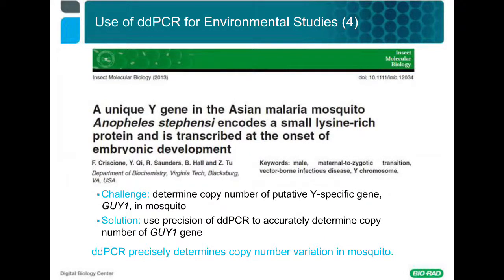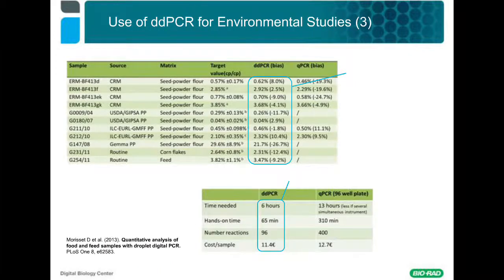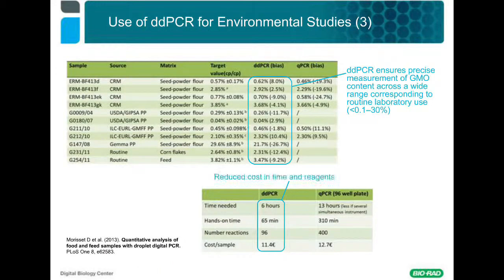Dr. Morissette and his collaborators also did a cost analysis for these methods and compared them, basing their comparison on statistically comparable data. They evaluated that they needed 4 plates to test about 96 reactions. And they compared the cost and the time needed, especially the hands-on time, between the two methods. And it turned out that digital PCR resulted in reduced cost in both time and reagents.